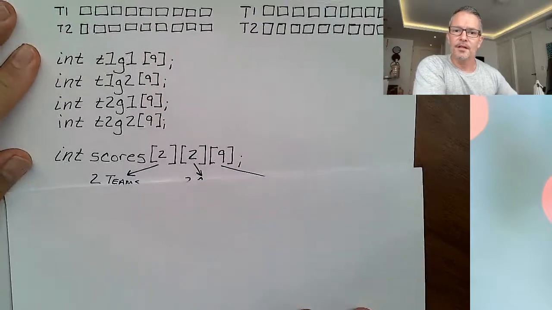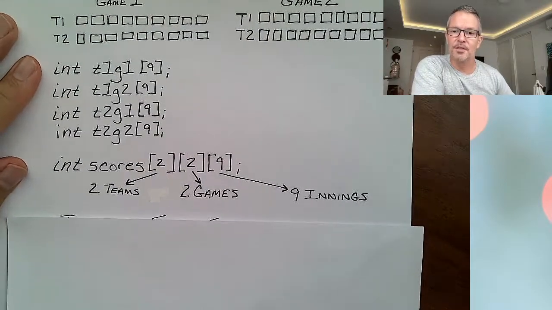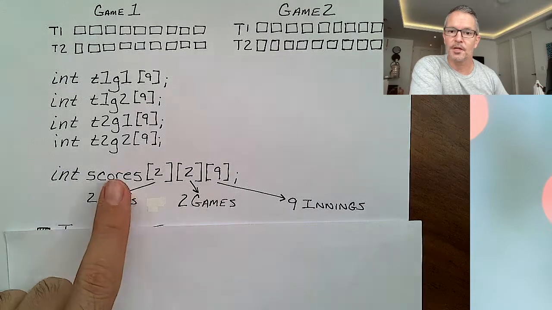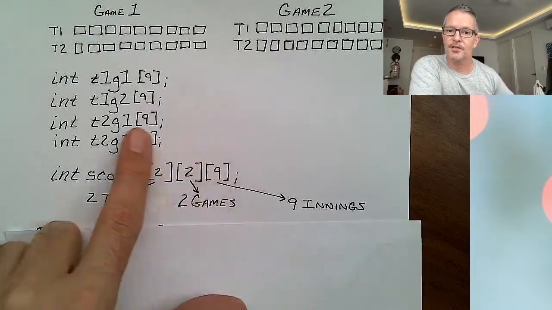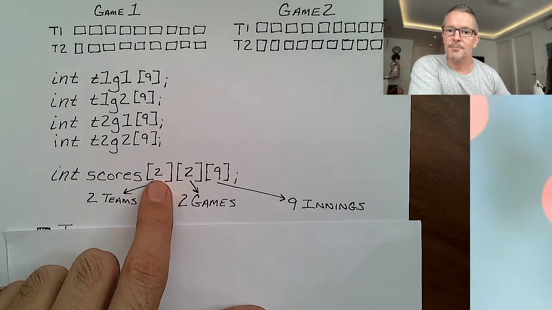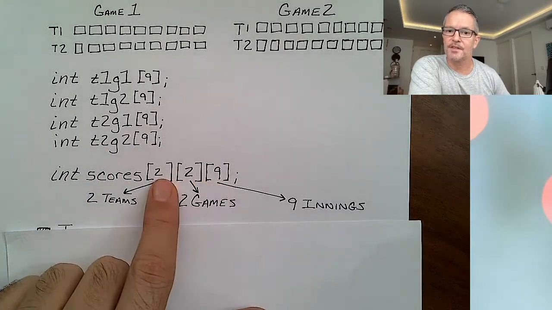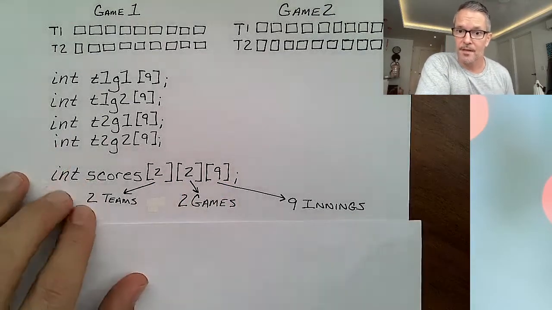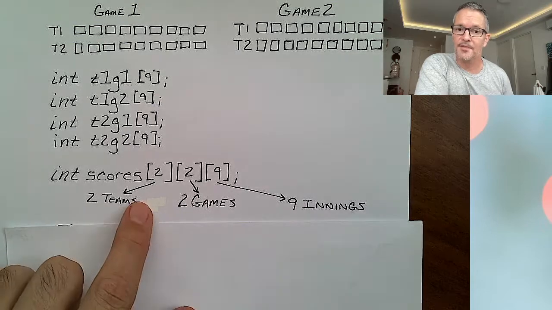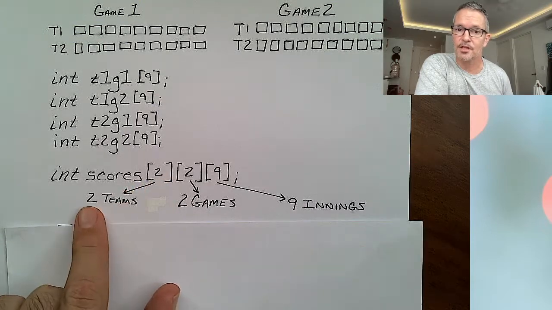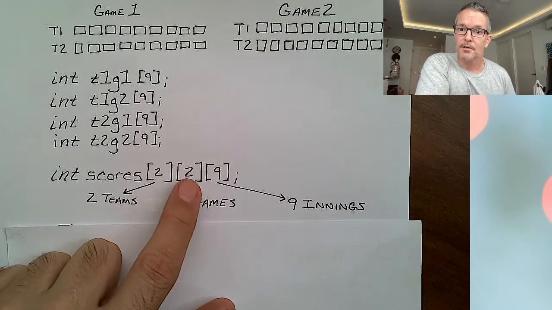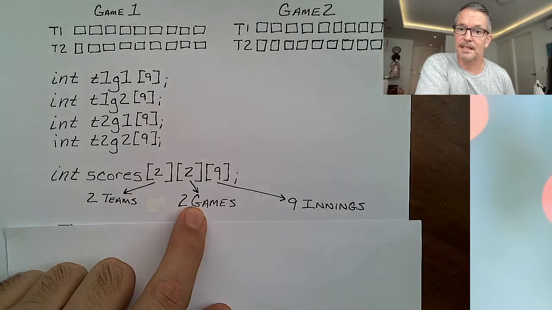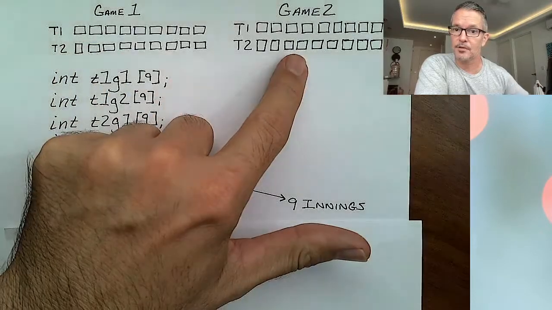Well, enter the concept of a multi-dimensional array. So here I have defined a multi-dimensional array called scores. Here's what the definition looks like. We have dimensions in brackets, but instead of just having 1 dimension, we have 3 in this case. So in this example, perhaps I'm going to use the first dimension to represent the 2 teams. The second dimension represents 2 games, game 1, game 2.